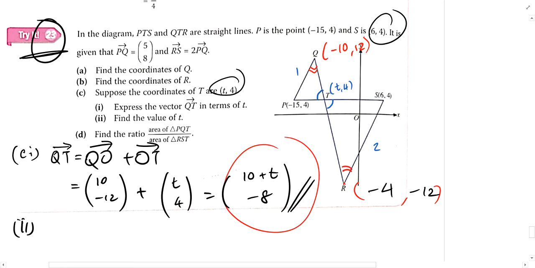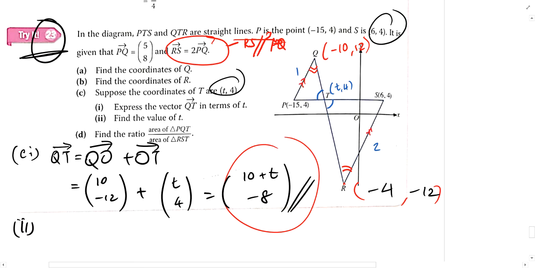Alternate angles. Then what's the next part? Parallel lines. Where are the parallel lines? PQ and RS. How do you know they are parallel? How do you know they are in the same direction? Oh, RS equals 2PQ. Okay, so this tells us that RS is parallel to PQ. Okay, so yes, we can use that.